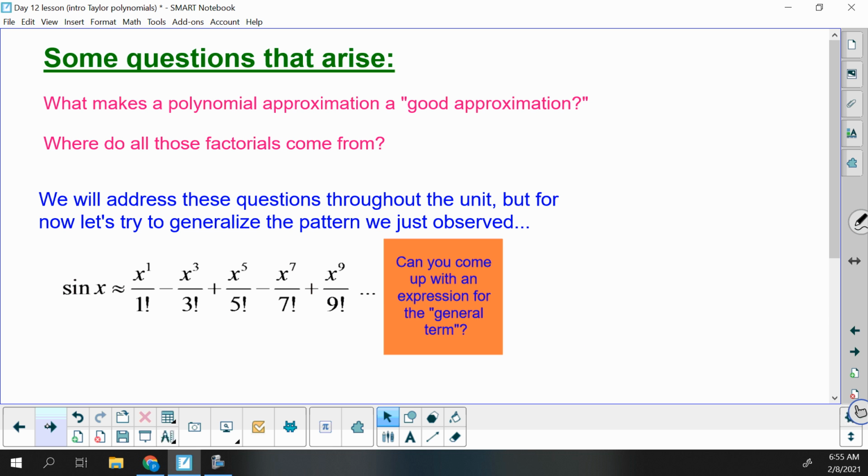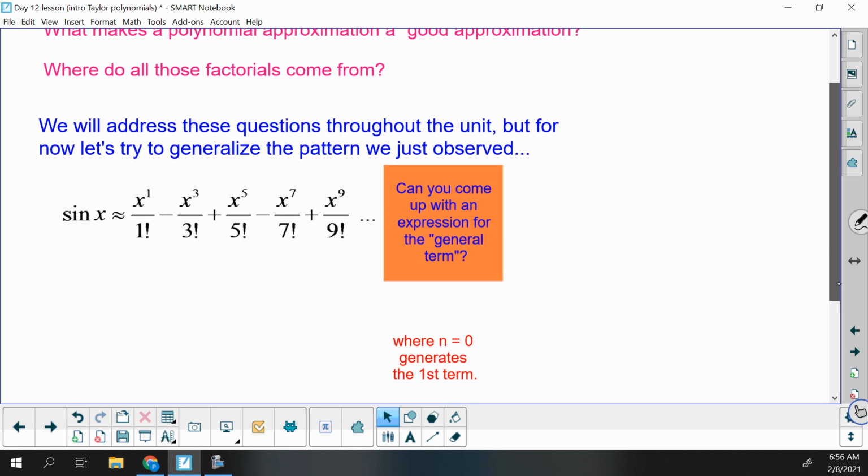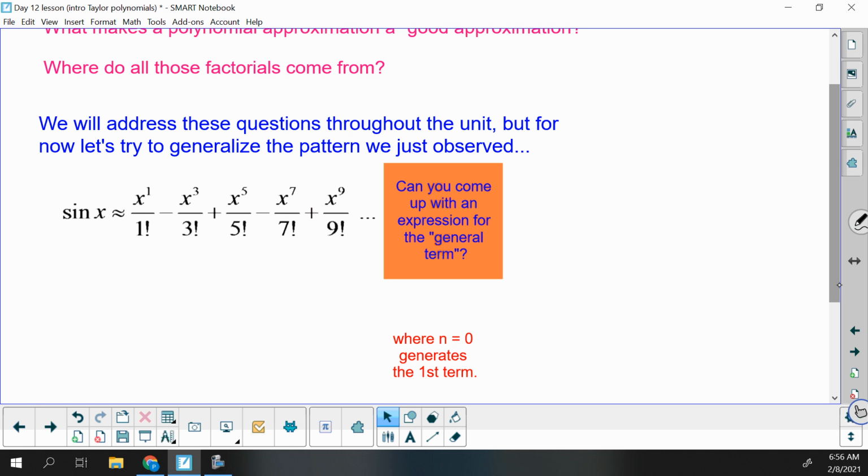So if we go down to the bottom, a couple things that we want to think about. Well, what makes a polynomial a good approximation? How many terms would we want to go out to be satisfied that it is good? Also, where are the factorials coming from? How is it figured out that those factorials in the denominator made the good approximation? So these are things that over the next few classes we will investigate and we will figure out. But for now, we're going to see if we can write a general term for this sine polynomial. Now, one thing to note, we're going to have the starting term be n equals 0.